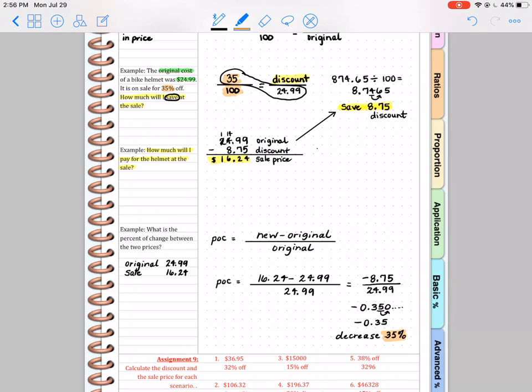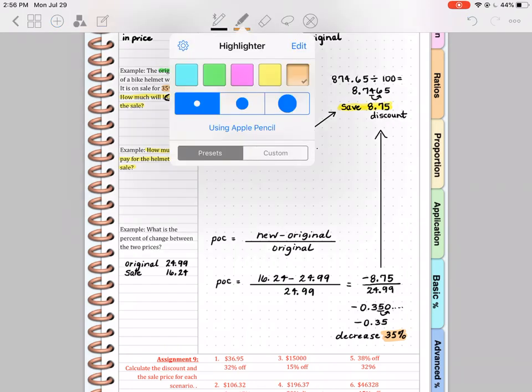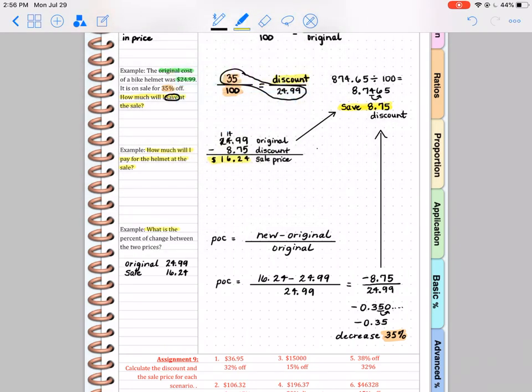In that 875, remember we found our discount right there. So that is the same 875 that we found in our discount piece. So when we look at this question, what is the percent of change? That percent of change is 35% decrease.